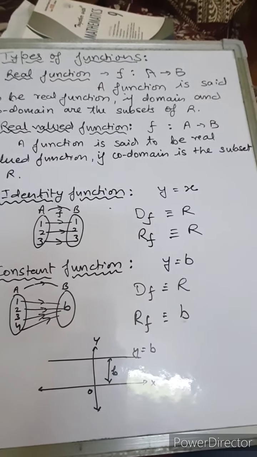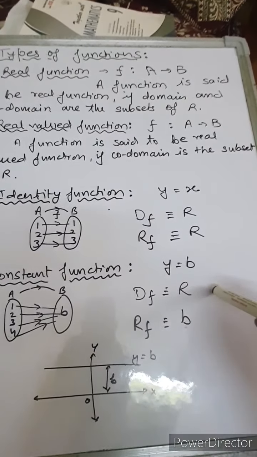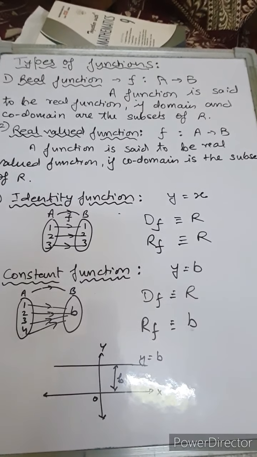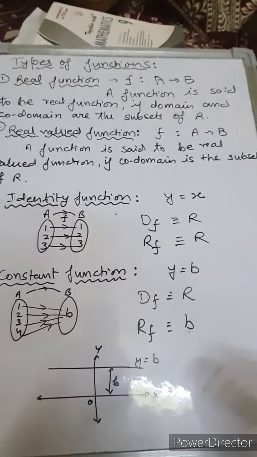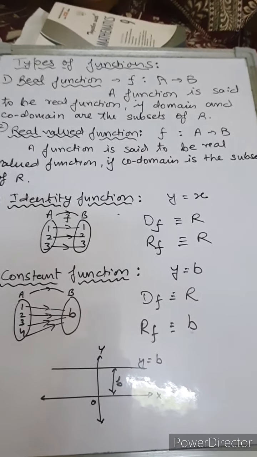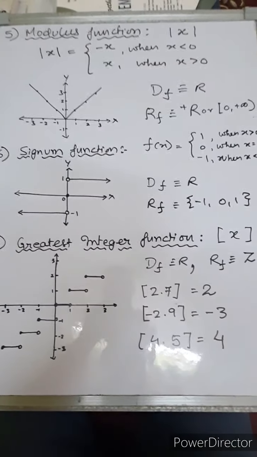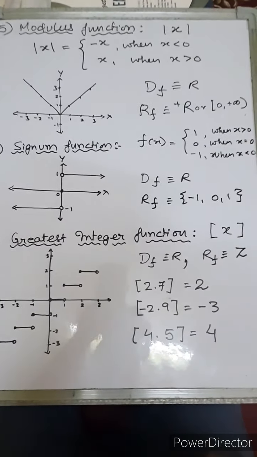So the domain of the function will be the real numbers. For any real value, you will get the image b, and the range of the function will be the constant b. Right children? Note down please.